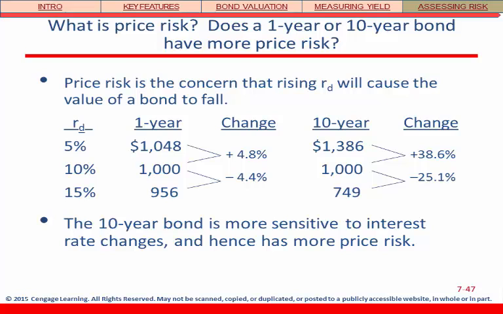So which type of bond do you think would have more price risk, a 1-year or a 10-year bond? Well, right here you can see that the changes between a 1-year bond, it's not as big of a deal as the changes between a 10-year bond. So a 10-year bond is definitely going to be more sensitive to interest rate changes and hence has more price risk. Makes sense, and we've talked about a couple of different reasons why long-term bonds can sometimes be riskier than short-term bonds, and one of those reasons is price risk.